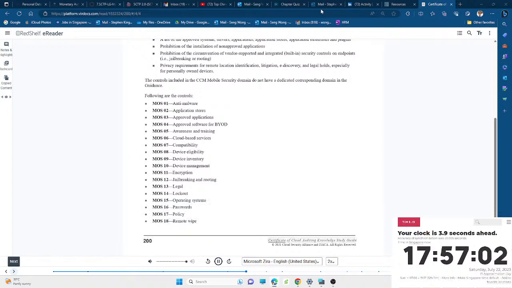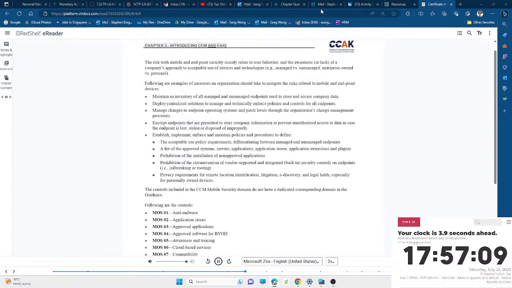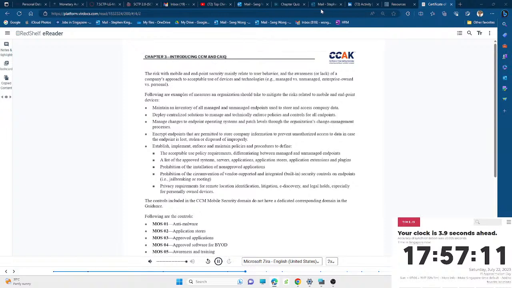200 Certificate of Cloud Auditing Knowledge Study Guide, copyright 2021 Cloud Security Alliance and CCAK. All rights reserved. Chapter 3, Introducing CCM and CAIQ. Image with the following description: image for page with label 200.